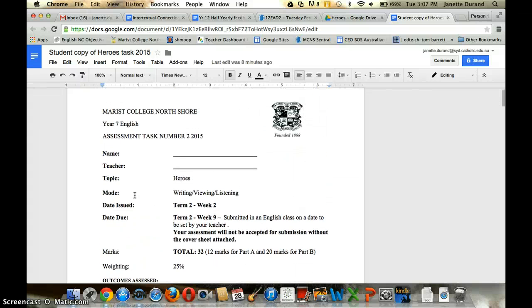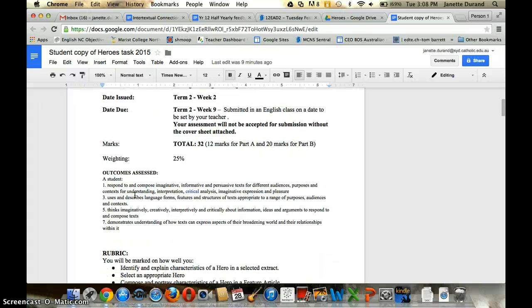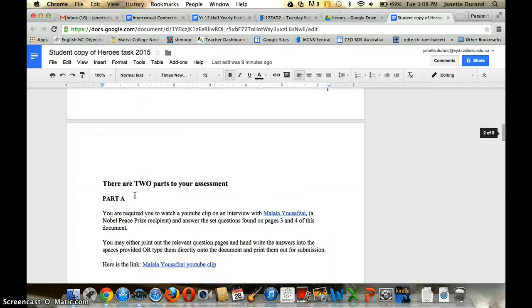It's your second assessment task. It is due in week 9. It's on your current topic, heroes. The mode is writing, viewing and listening. It will be distributed to you in week 2, and it will be submitted in week 9. Your teacher will remind you of the date of that, and you will write that into your diary so that you won't forget. There are 2 parts to the task.